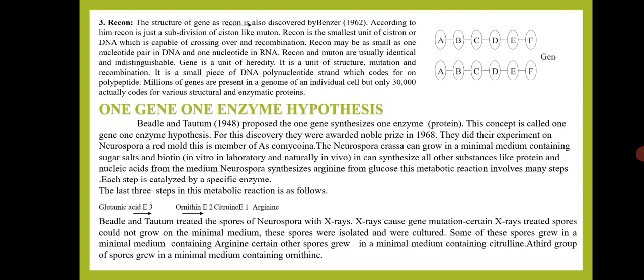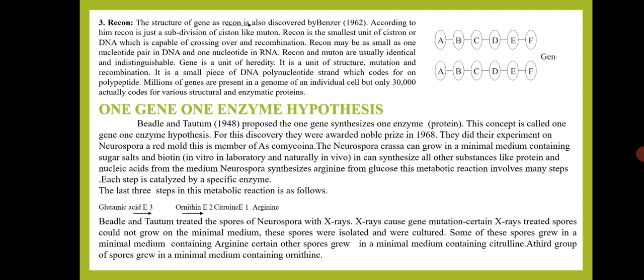Neurospora crassa can grow in minimal medium containing sugar, salt and biotin, in the laboratory or also naturally. It can synthesize all substances like protein and nucleic acid from the medium. Neurospora synthesizes arginine from glucose. This metabolic reaction involves many steps, and each step is catalyzed by a specific enzyme.